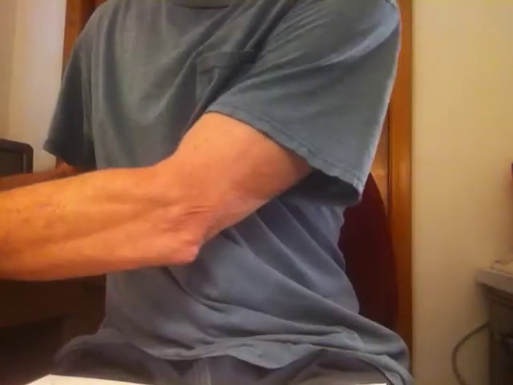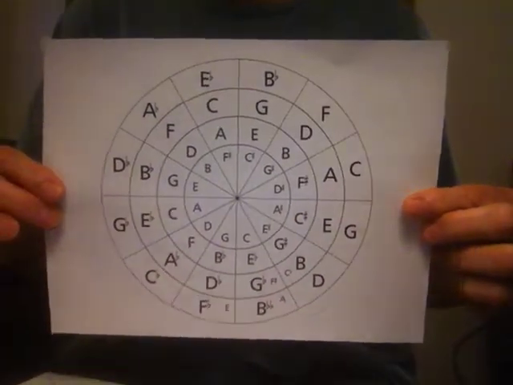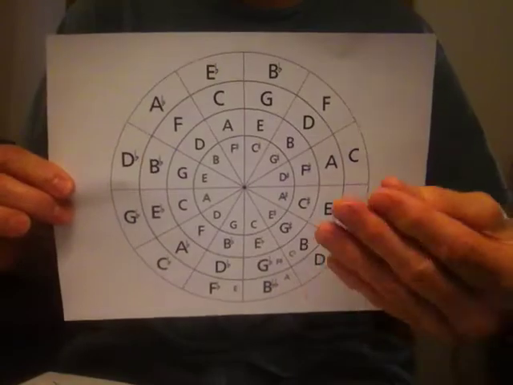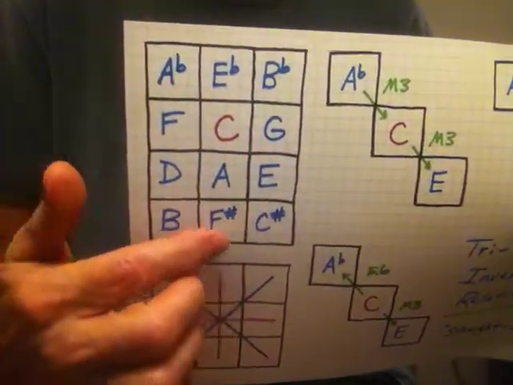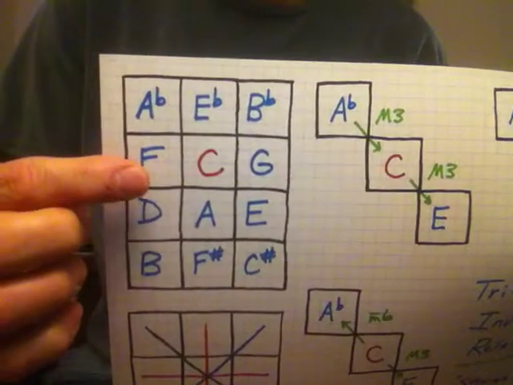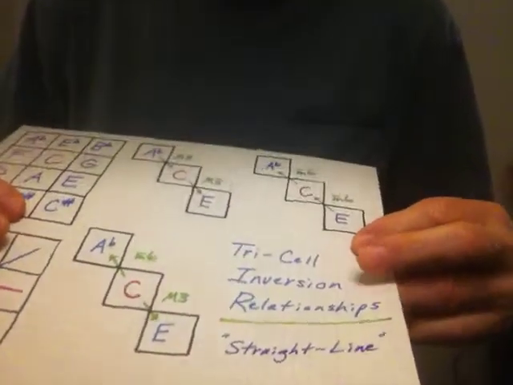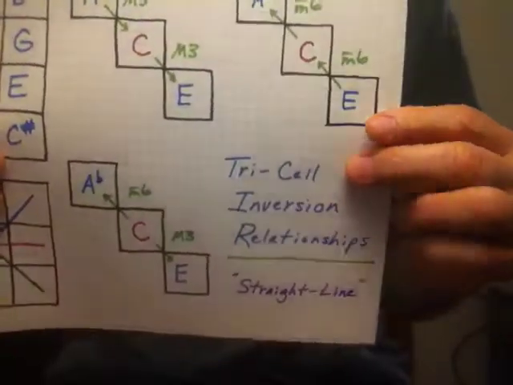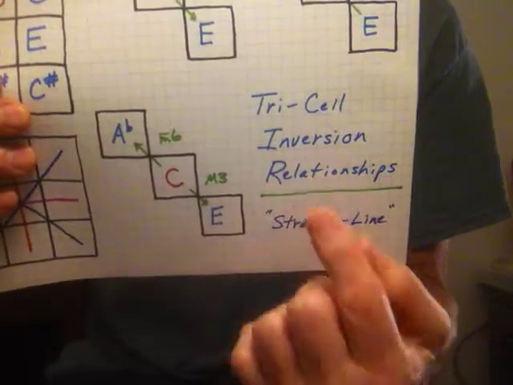So when you use my circle of fifths, when you use the complete amplified circle of fifths, you can really go deep now. You can go deeper, and it's better. So we'll take a quadrant, we'll put it in rectangular form, and we'll look at it. Let's say our tonal center is C. Now, we have what I call tri-cell inversion relationships.